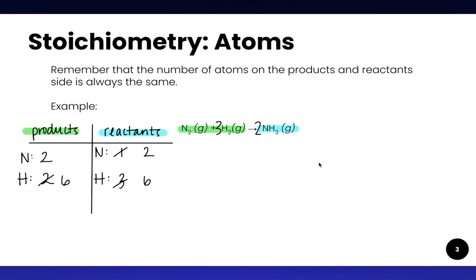Okay, so what you're doing here is you're actually balancing the number of atoms on each side of the equation. So what you have is 2 nitrogen atoms on both sides and 6 hydrogen atoms on both sides. So overall from the reaction, you go from 8 atoms into 8 atoms.